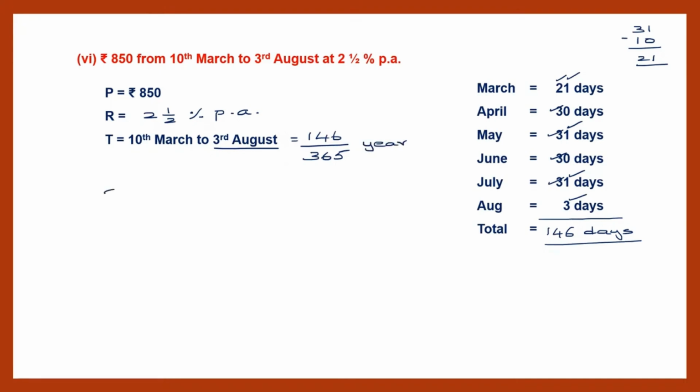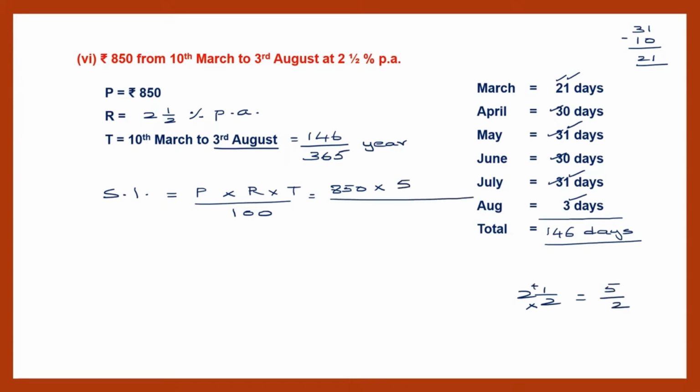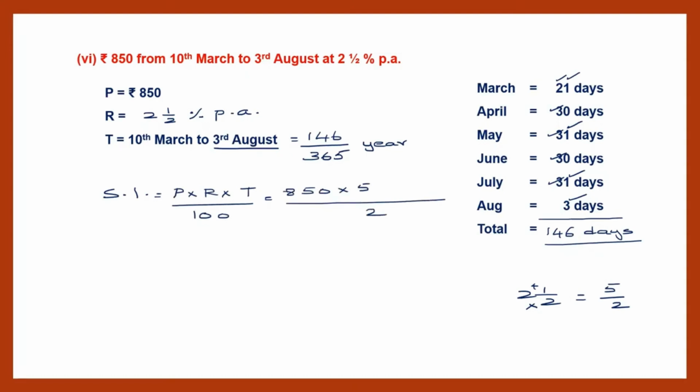Now, let's find out our simple interest now that we have all our quantities. So simple interest is principal into rate into time divided by 100. PRT by 100. So P is 850 into R. R is 2.5. Let's convert 2.5 to an improper fraction. 2 1 by 2. 2 2s are 4 plus 1 is 5. So that is 5 by 2, into 146 by 365, by 100. So we have 100 here.